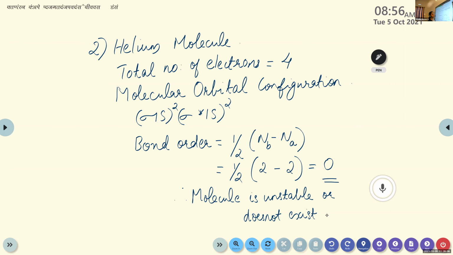We have learned the criteria for the stability of molecules, right? If the number of electrons present in bonding molecular orbital is greater than anti-bonding molecular orbital, then the molecule is considered as stable. Here the number of electrons present in bonding and anti-bonding both are same. So this molecule is unstable or does not exist. So we will not find the magnetic nature or the type of bond between these two atoms in helium molecule. Clear, children? Yes.